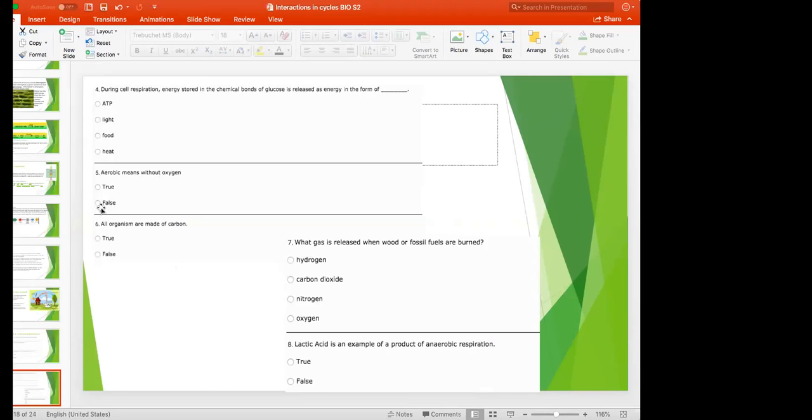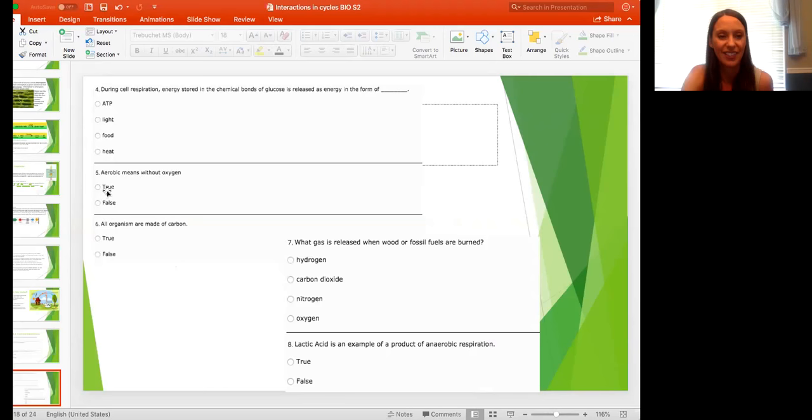That is going to be false. That's right. Yeah, it's false. So think about aerobics. You're doing aerobics. You're breathing in more and more and more. Your body needs more oxygen. So this is going to be false. Aerobic means with oxygen.